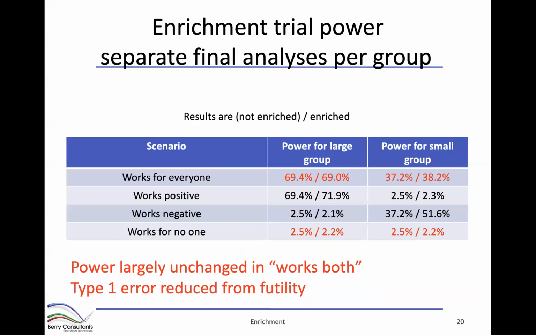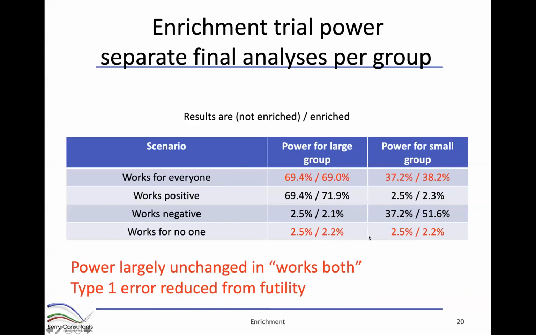That translates into power. So this, instead of being the average, is the power for each group. Again, works for everyone. We didn't make much changes. So comparing the non-enriched design to the enriched design, these are pretty similar, 69, 37, 38. These might be more simulation error than anything, but these are all close numbers.